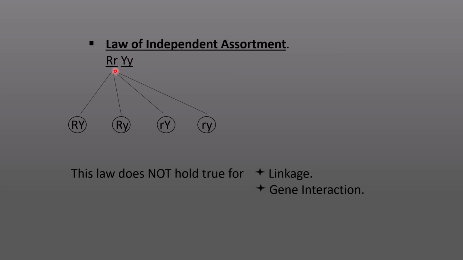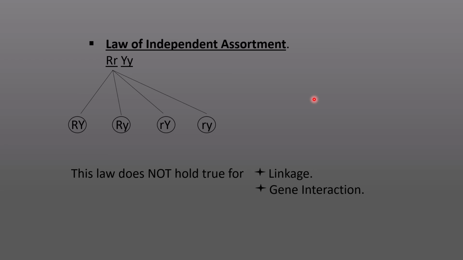So here, at the time of gamete formation in a dihybrid cross, when this gene assorts into a gamete, it is not dependent on the other gene pair that is present. Randomly this goes to one gamete, and the other gene, the non-allelic gene, goes to a gamete. So this is what independent assortment states.